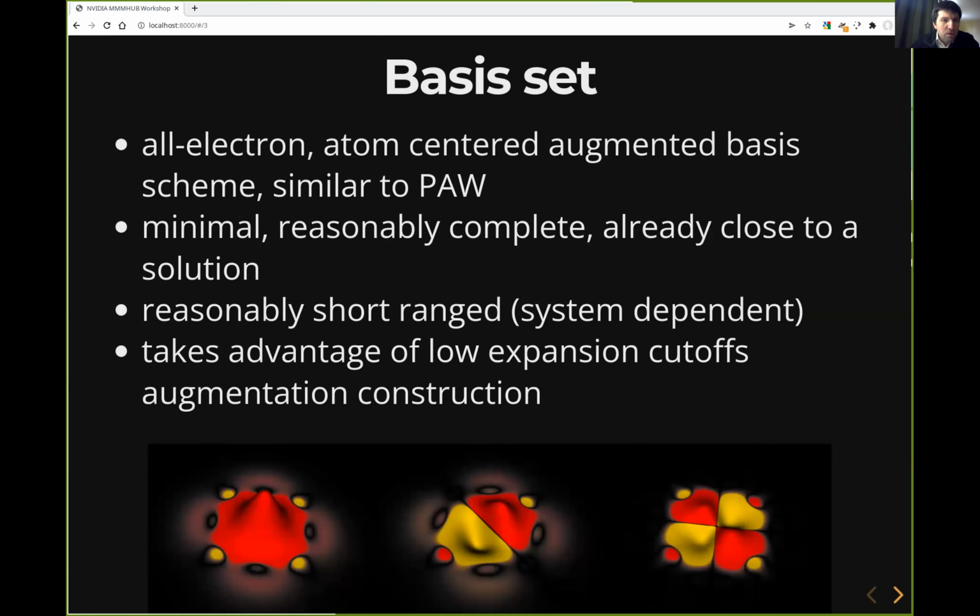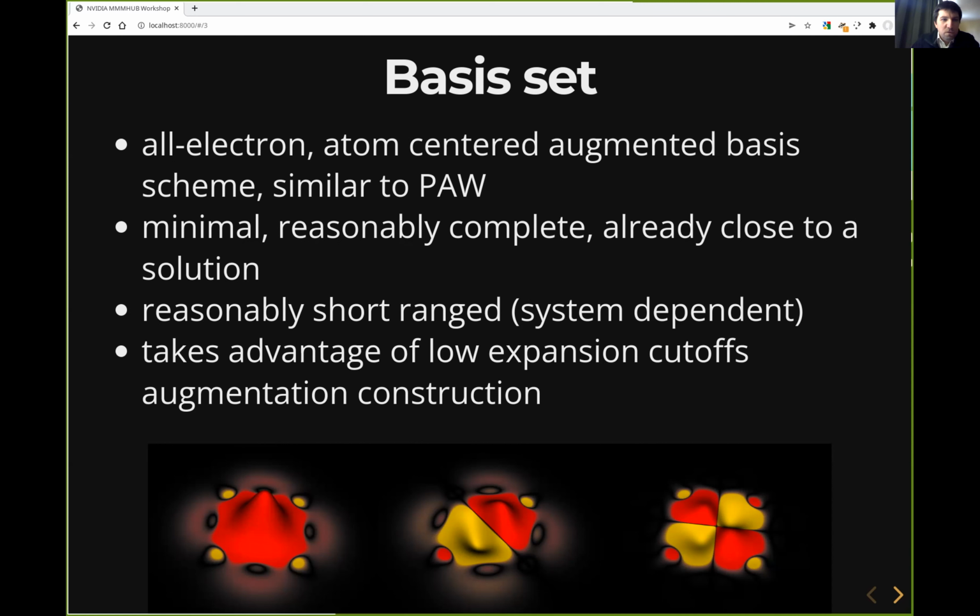So let's move on. The basis set is one unique feature of the code. It's an all-electron atom-centered augmented basis. Augmented meaning that within some region around an atom, the basis is numerical and is obtained by solving the local Schrodinger equation, while outside of that it is linked to smooth functions. The representation here is more complex. It's somewhat similar to the projector augmented wave, in that the smooth basis covers the whole space and then is subtracted out and represented locally, and so on.